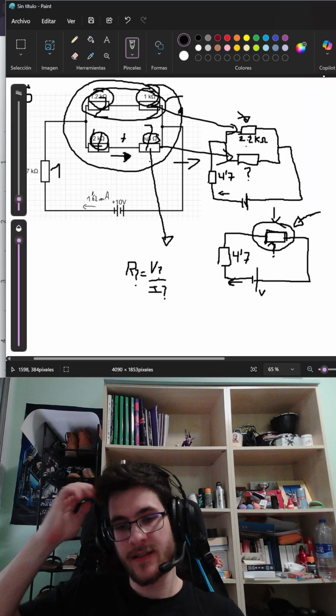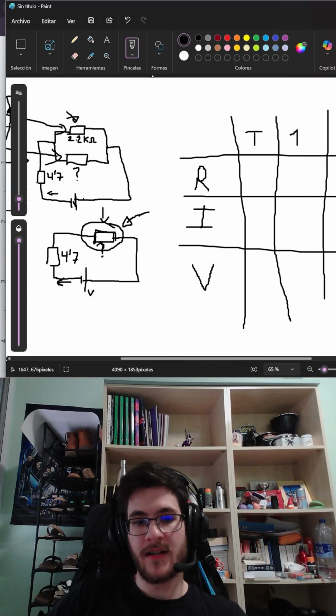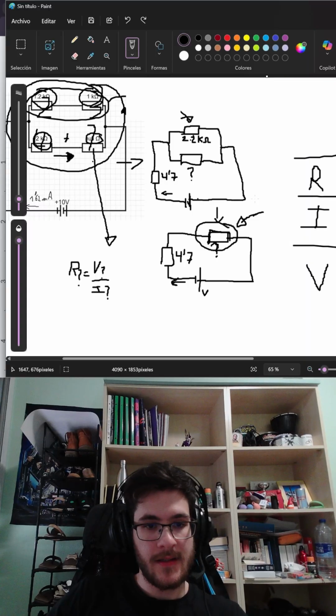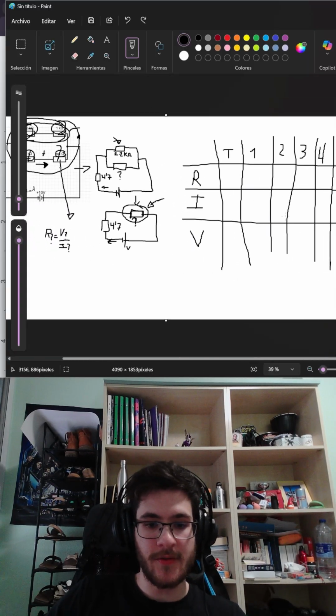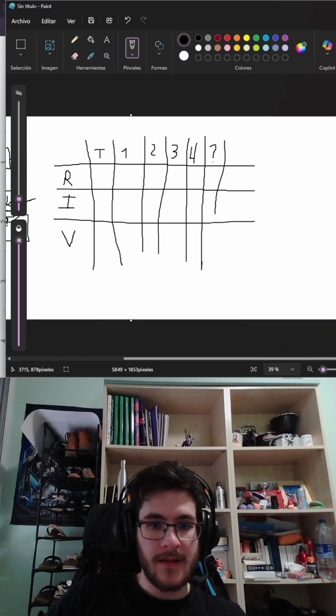Then we create the two sub-resistances. So these resistances we also have to put into our table. I don't know how to put it. More space. Let's go.